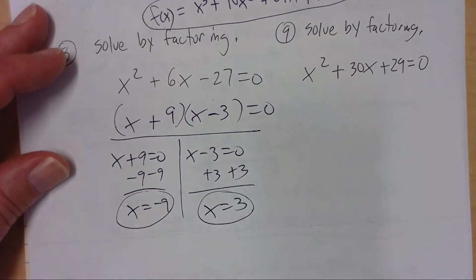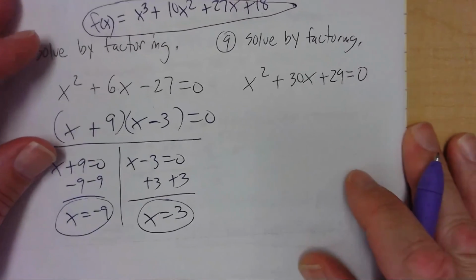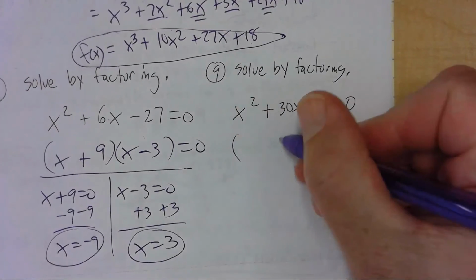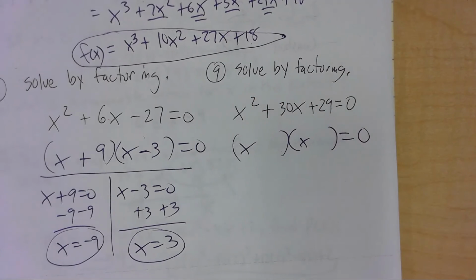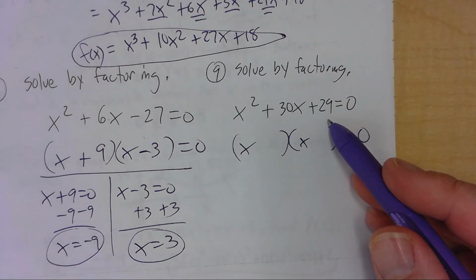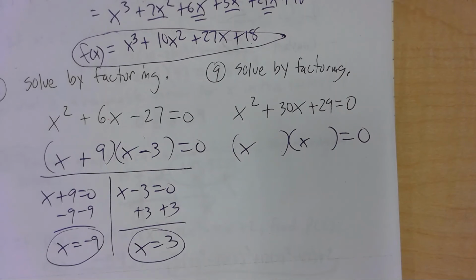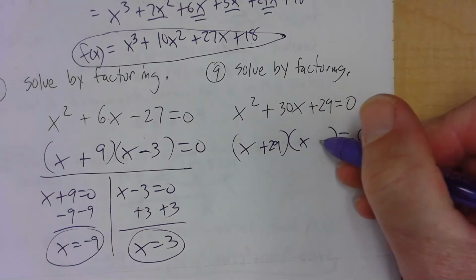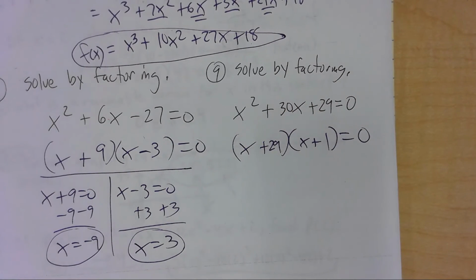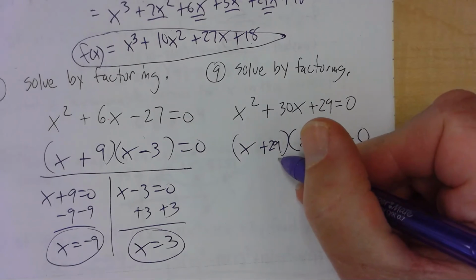All right, and the last question is x squared plus 30x plus 29 equals 0. And this one's a little bit tricky because it's 29 and 1, because 29 is a prime number. Well, that's okay, because 29 plus 1 makes the 30 in the middle. So I'm going to make my t now.